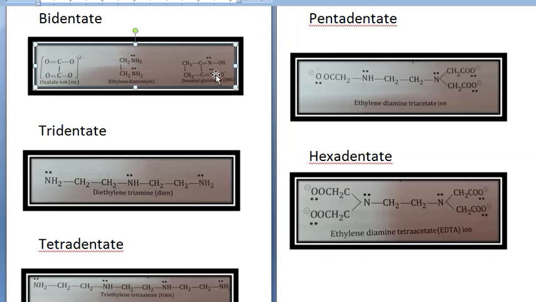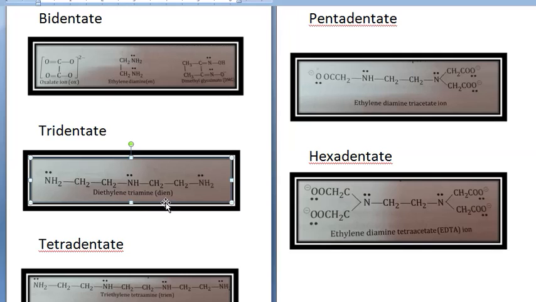Next category is of tridentate ligands. They have three donor atoms and they can form three coordinate bonds with central metal or ion. For example, NH2-CH2-CH2-NH-CH2-CH2-NH2. Now this diethylene triamine is known as dien, D-I-E-N, dien.